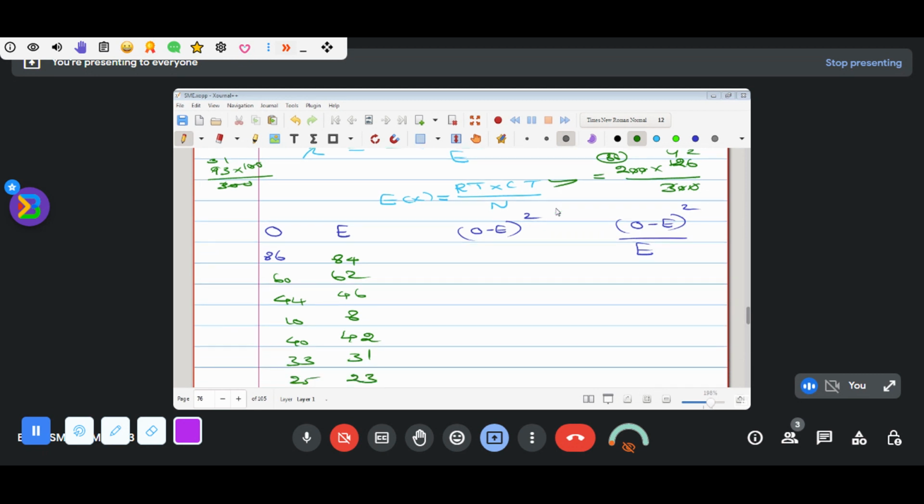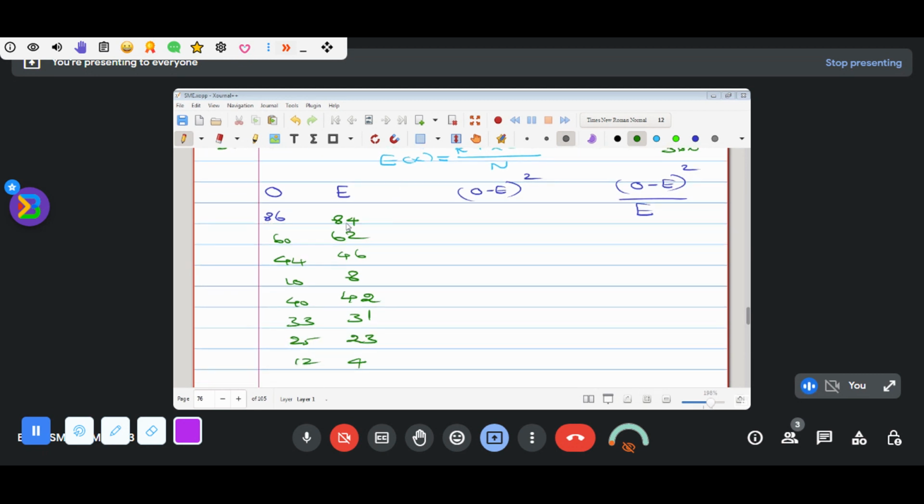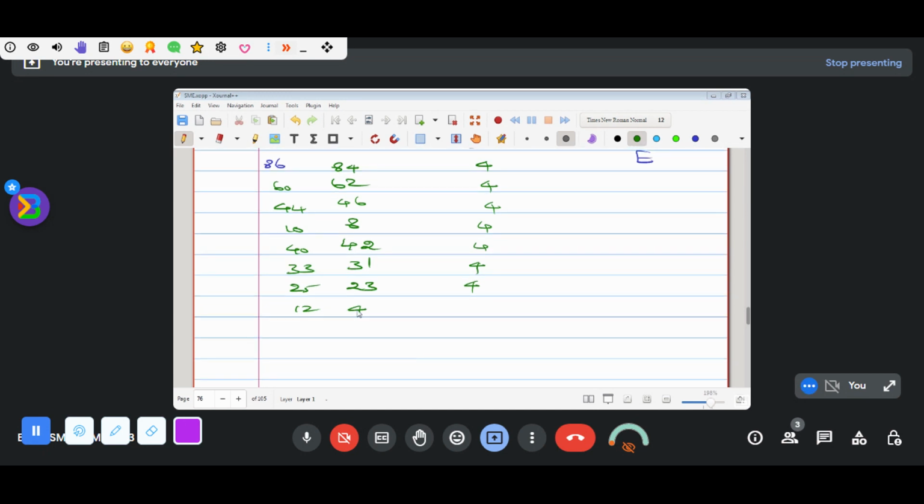Now the next calculation is very easy. 86 minus 84 is 2 only, therefore 2 squared is 4. Here also 2, and 2 squared is 4. 44 minus 46 is also 2, squared is 4. 40 minus 42 is also 4. 33 minus 31 is 2 squared, which is 4. 25 minus 23 is also 2 squared, which is 4. And the last value, 12 minus 4 is 8, and 8 squared is 64.